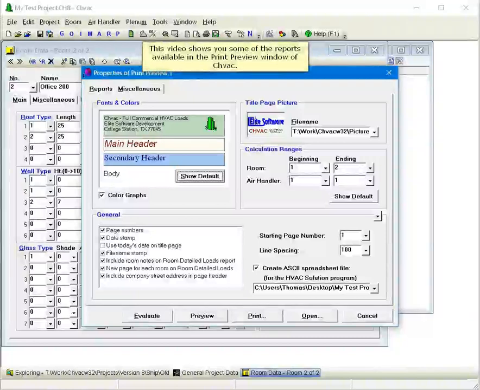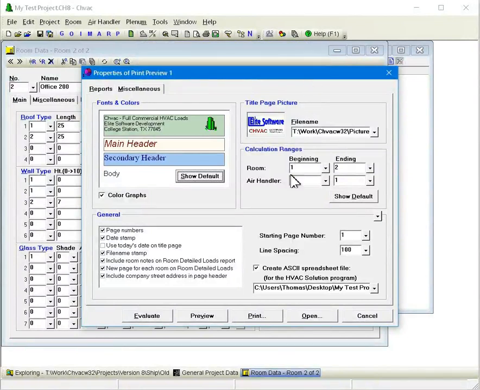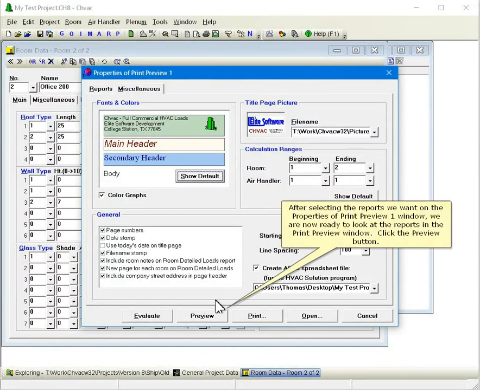This video shows you some of the reports available in the print preview window of CHVAC. After selecting the reports we want on the Properties of Print Preview 1 window, we are now ready to look at the reports in the Print Preview window. Click the Preview button.